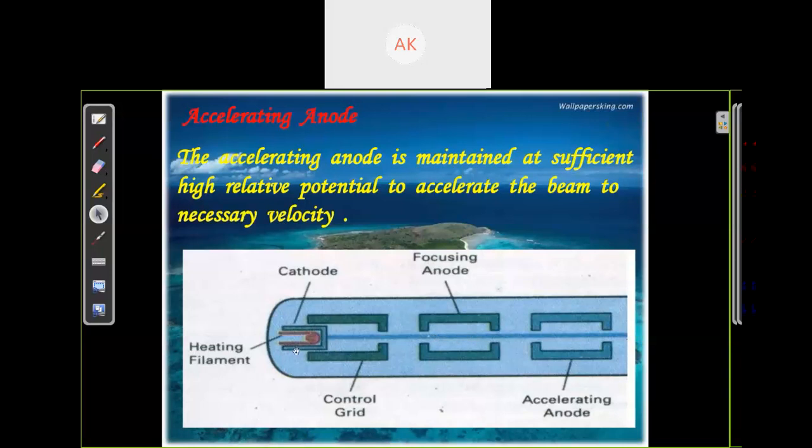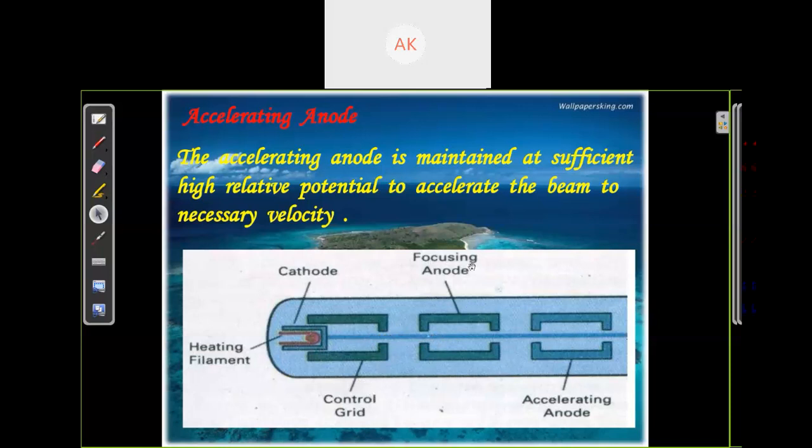Now again, I am repeating: when we pass the current or heat to this filament, the electron is heated up and boiled off, because there is a positive charge. Passing through the control grid, it controls the number of electrons. We can change the intensity, which depends on the control grid, on how many electrons we allow to pass through this control grid.